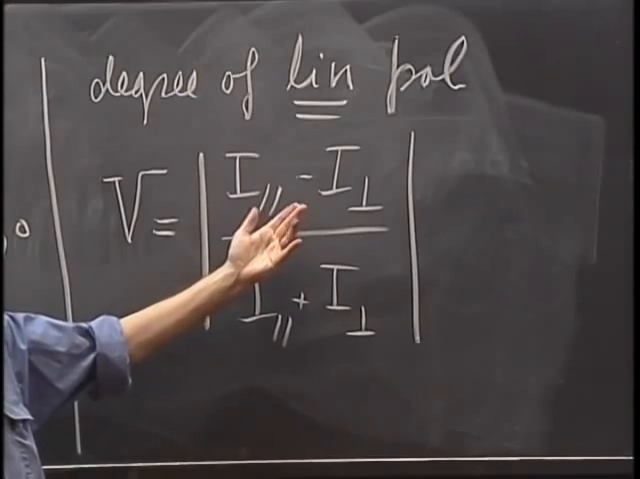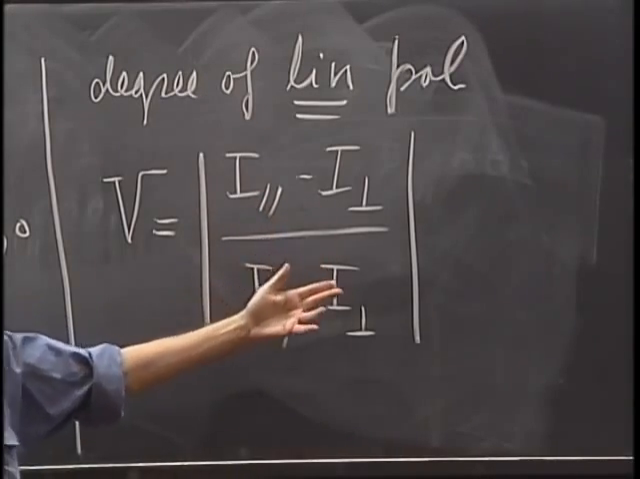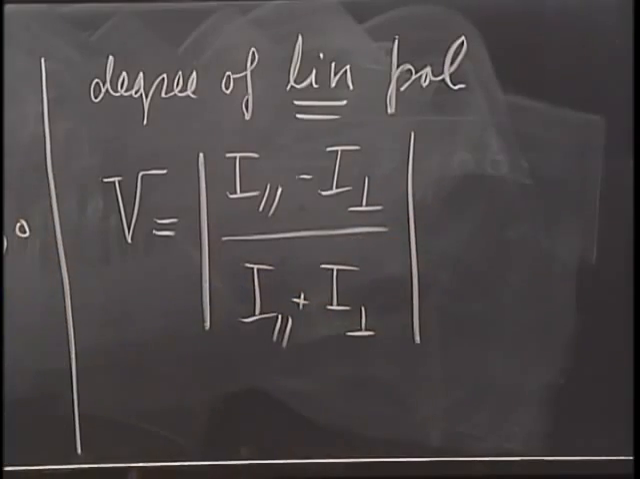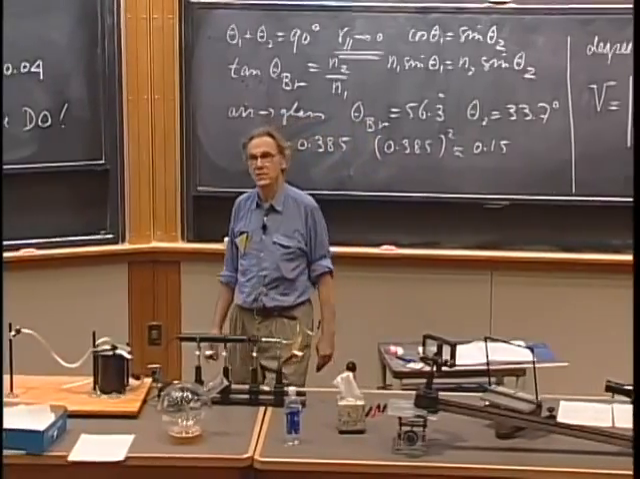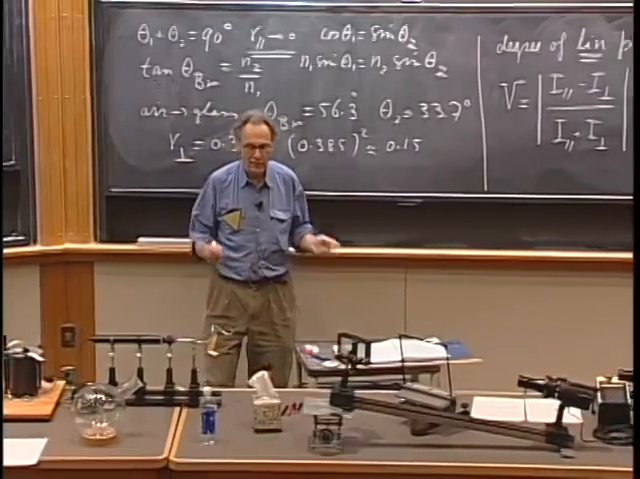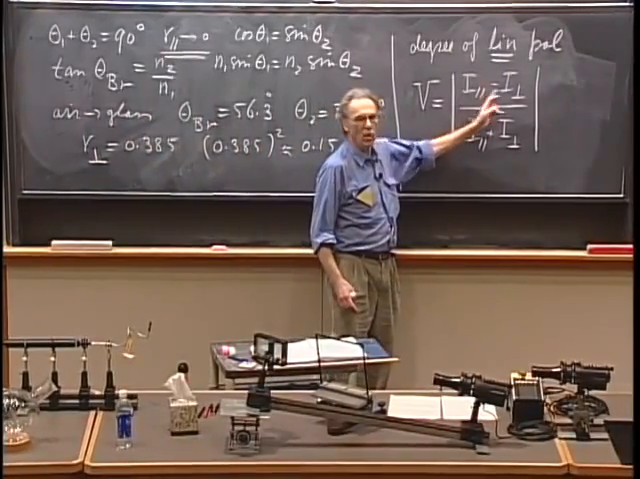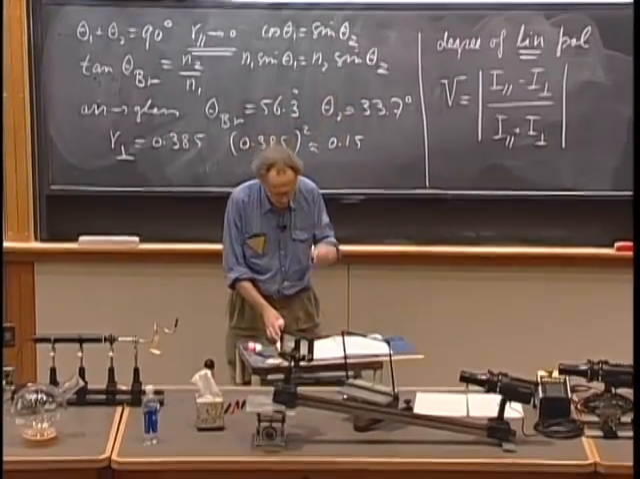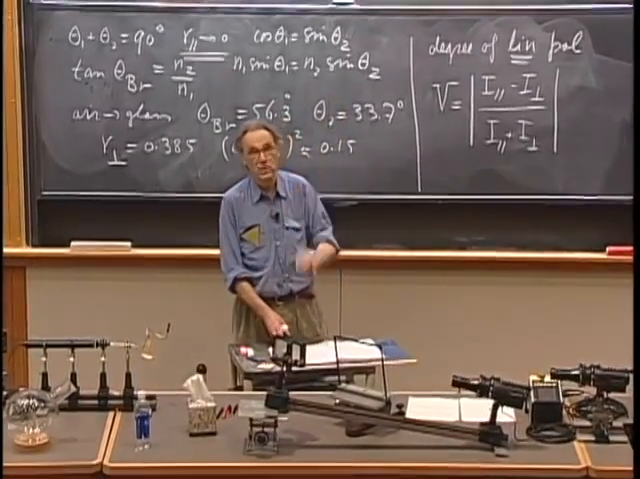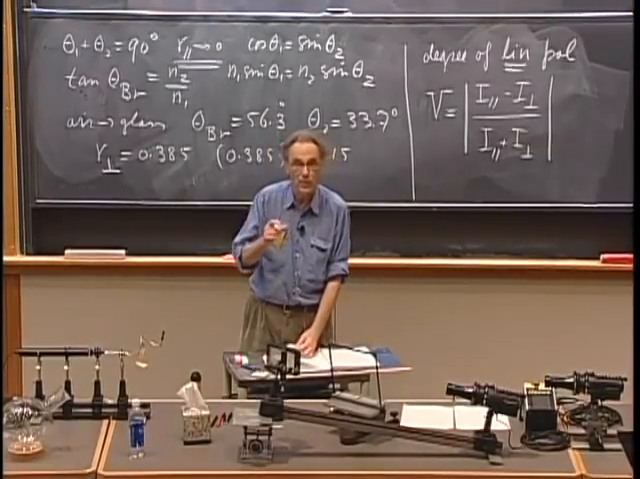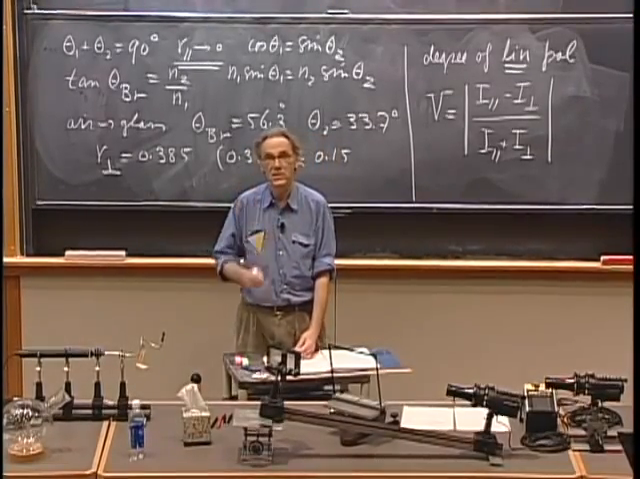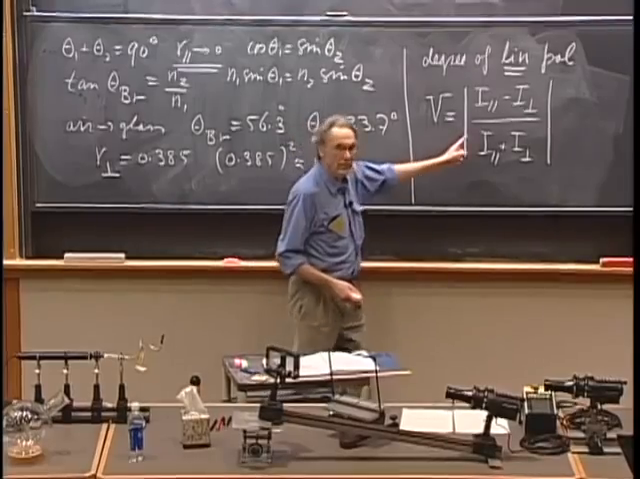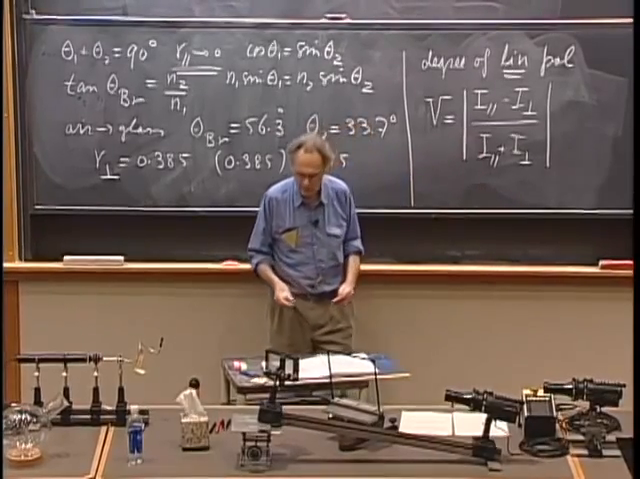So you can have a situation that the answer is 0.5. Then it is partially polarized. It's not completely unpolarized. That means one of these components then dominates. And then you have partially polarized light. And when you have your linear polarizer, you can actually tell that as you rotate it around, there is a change in light intensity. Only if this is 1 is it 100% linearly polarized.